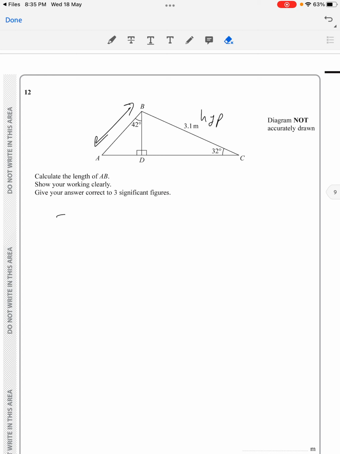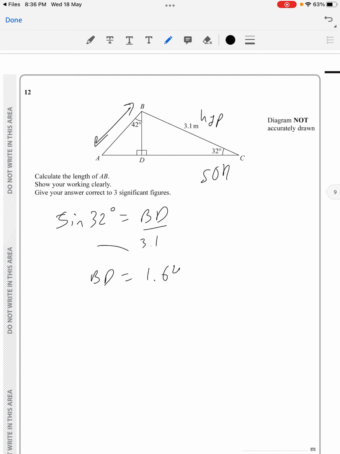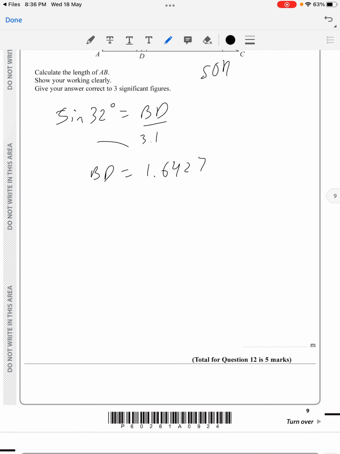Actually, sorry guys, you don't use TOA. If you look at this, you have to use sine 32 because it's the opposite. The opposite here in this case is BD. Sorry guys about that. So it's BD divided by 3.1. You multiply both of these values, and you should be getting BD is equal to 1.6427.